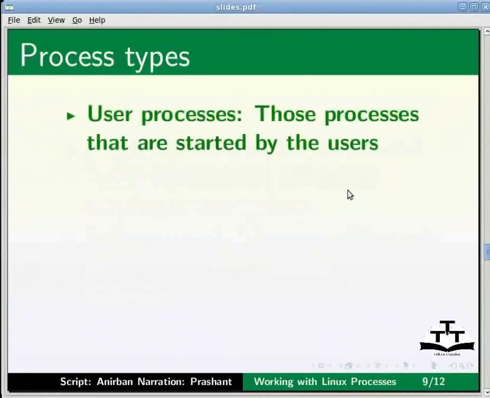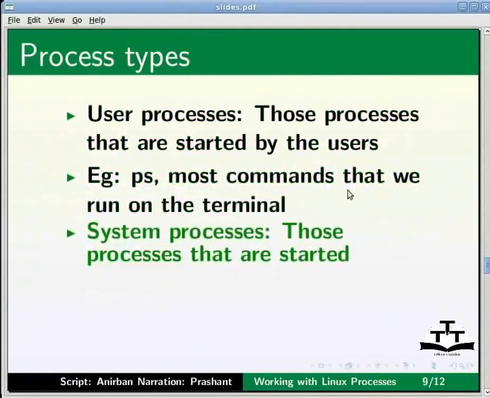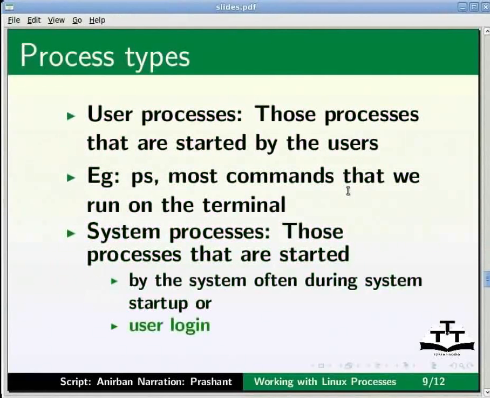Processes are of two types. First one is the user processes. Those are started by the users. For example, PS or for that reason most commands that we run on the terminal. Second one is the system processes. Those processes are started by the system often during system startup or user login. Example of system process can be bash.